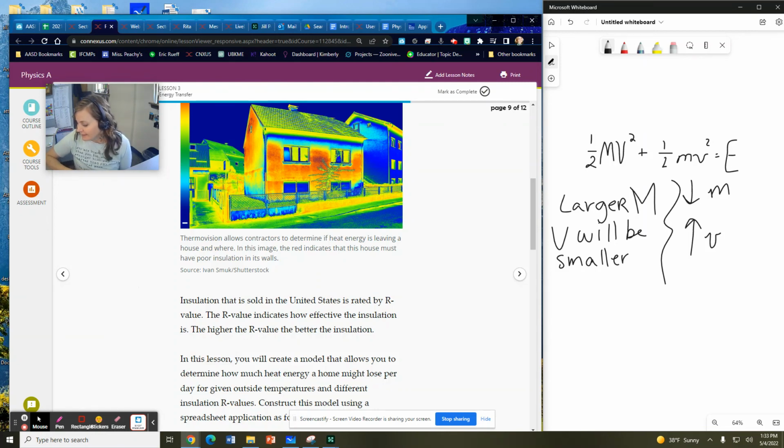And then finally, we talked a little bit about heat energy and how heat energy is the measure of the motion of the molecules and atoms inside of something, and that heat energy always flows from high temperature to low temperature. The greater the difference between the two temperatures, the greater the rate of energy flow. Insulation is based on something called R value, and the greater the R value, the higher the insulating effect of that insulation.